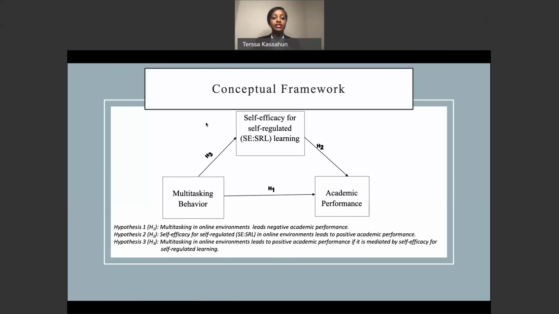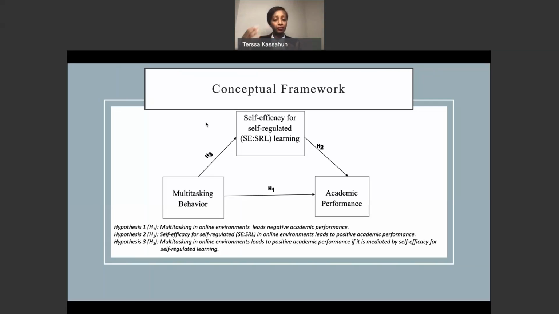The second hypothesis is that self-efficacy for self-regulatory learning has a positive impact on academic performance. Self-efficacy for self-regulatory learning behavior plays a vital role in an online learning environment. A study finds that students who use self-regulatory learning strategies, setting academic goals, effectively controlling their time, and structuring their outline, have better academic performance. That's the second hypothesis.